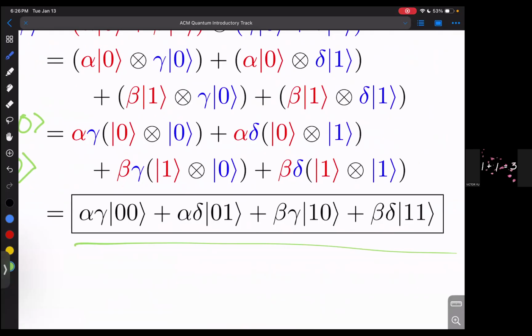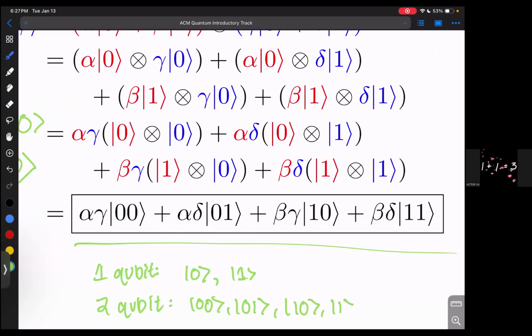Now you'll see that there are four terms because we have two qubits. When we had one qubit, we could have either ket 0 or ket 1. With two qubits, we can have four different states: 0 and 0, 0 and 1, 1 and 0, or 1 and 1. So it's basically like you're just counting up in binary. Does that make sense to everyone?